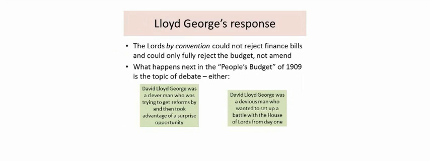So David Lloyd George was trying to sneak in some reforms by putting it as part of a budget, or David Lloyd George from day one was deliberately designing the people's budget to be rejected, to start up a constitutional crisis, which then will mean that he will have to destroy the powers of the House of Lords. Now it's up to you which of the two arguments you believe, and it's somewhat immaterial, but always keep these two arguments in mind. Essentially, by convention, not by law, because it's the British Constitution, the Lords could not reject finance bills. And they could only fully reject the budget and not amend it.